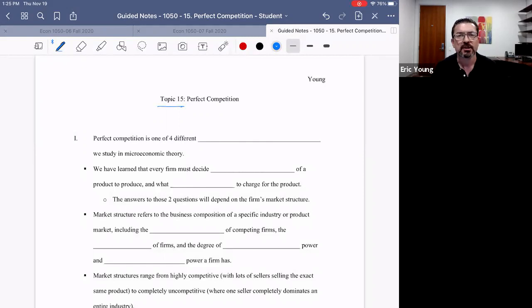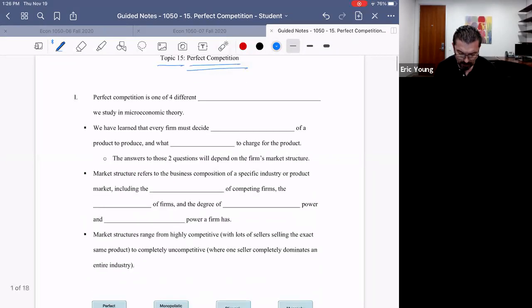Of all these different market structures, which ones are better for society? Which ones are more efficient? Which ones benefit the general welfare of the citizens the most? So that's what we're starting off. Here in topic 15, we'll be discussing perfect competition. Now, what I want to do before we actually get into perfect competition itself is just give you, in this video, a brief overview of market structure.